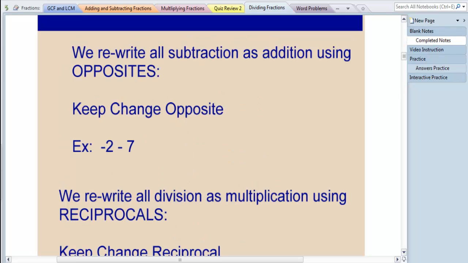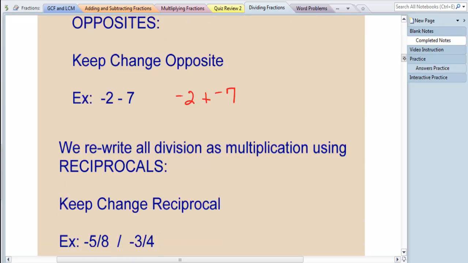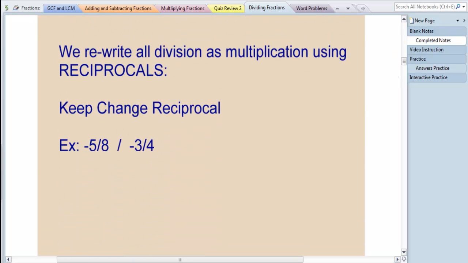With addition, we always rewrite subtraction and change it to addition using our opposite property. So we use keep, change, opposite. -2 minus 7 is going to become -2 plus -7. We can do the same thing with division. We can rewrite all division as multiplication, but instead of using opposites, we're going to use reciprocals. So -5/8 divided by -3/4. We're going to use keep, change, reciprocal.